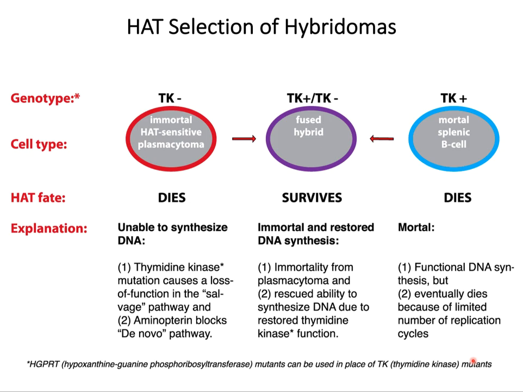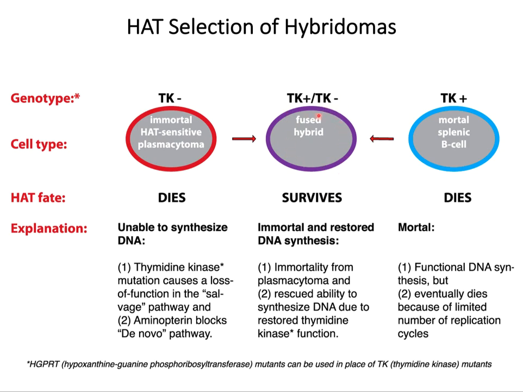So the two genes that help the cells to use the alternative pathway to bypass the blocked pathway are either HGPRT, hypoxanthine guanine phosphoribosyl transferase, or TK, thymidine kinase. So the mortal splenic B cells are positive for thymidine kinase, they are TK plus, and are fused with either TK negative or HGPRT negative myeloma cells, which are referred to as plasmacytoma cells in the middle panel of the figure. The fused cells are incubated in the HAT medium.